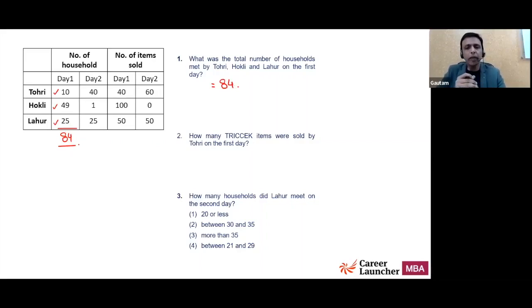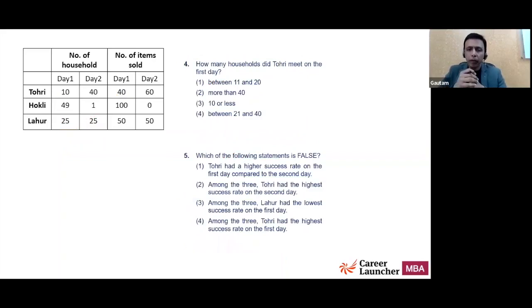The total number of items sold by Tori on day 1, so that clearly shows now has to be 40. Then how many households did Lahore met on say day 2? So Lahore met on day 2 has to be 25. Now because that has to be 25, so the option has to be between 21 and 29. How many households, the fourth question says, did Tori met on day 1? So Tori on day 1 has to meet 10 people. So the answer would be 10 or less.